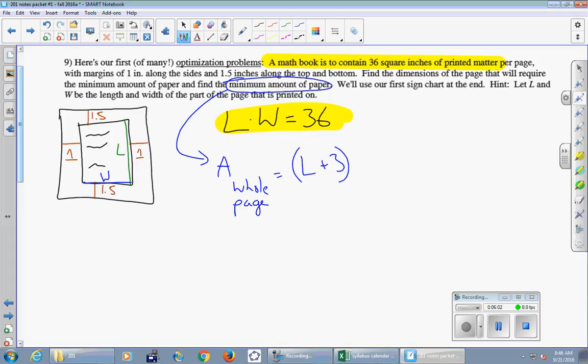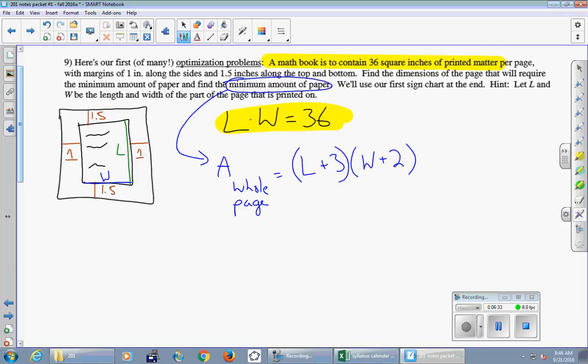Go ahead and write down the width of the entire page. It's going to have W in it. What is it? W plus 2. Everybody buy it? Blue W plus an inch plus an inch. W plus 2 is the whole width of the entire page. And so the area of the whole page, I think we've got it. It's the length of the whole page times the width of the whole page. Everybody all right with that?